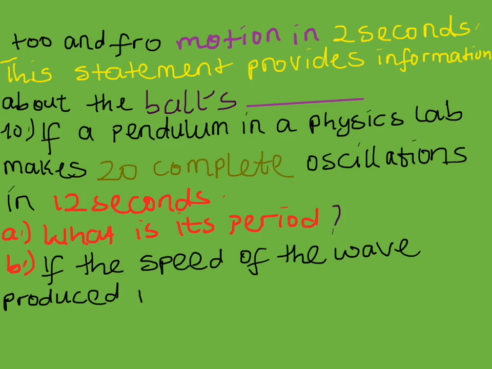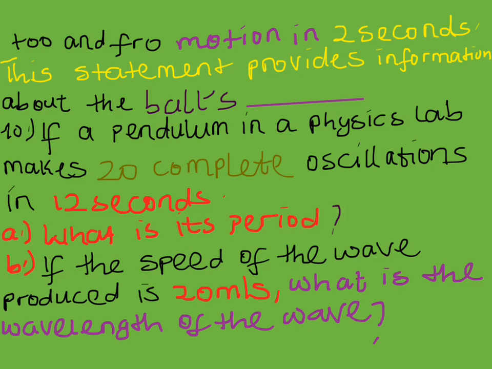And now they say, if the speed of the wave produced is 20 meters per second, what is the wavelength of the wave? Speed has been given, and you have calculated the period. From the period, you can calculate the frequency. Using the frequency and the speed, you can calculate the wavelength.